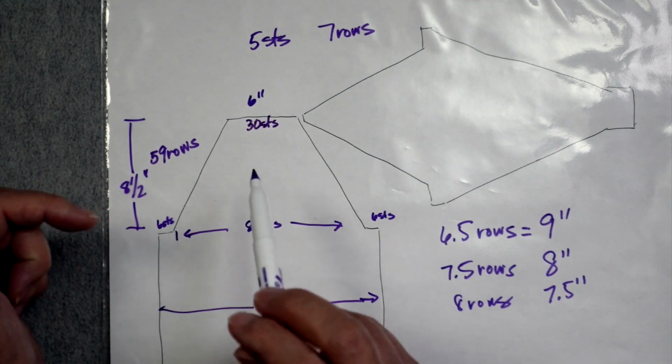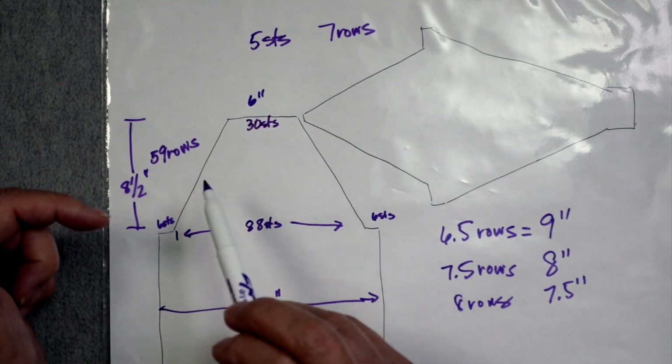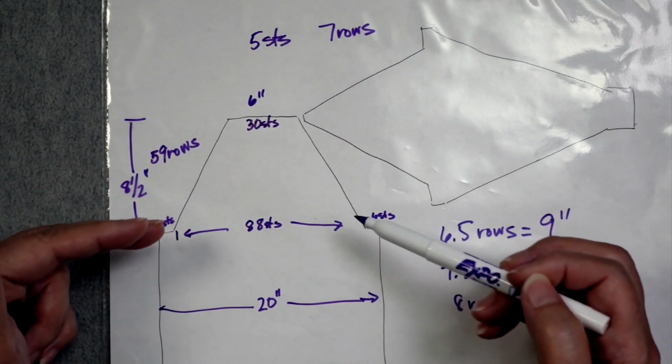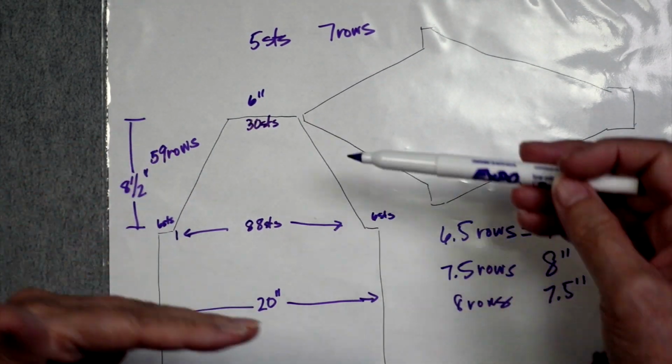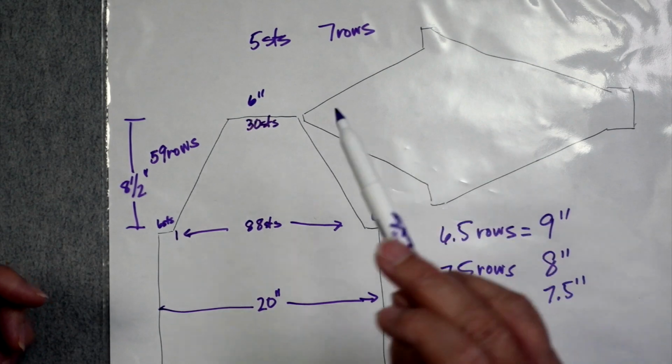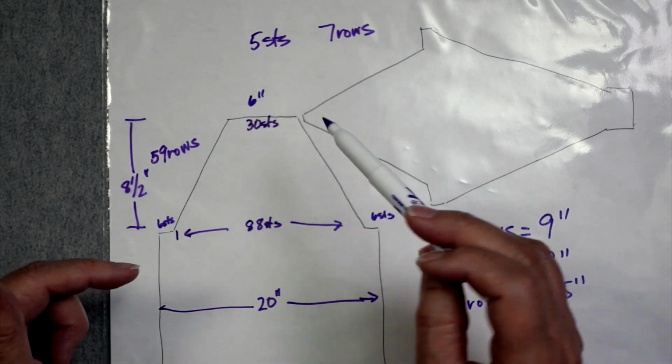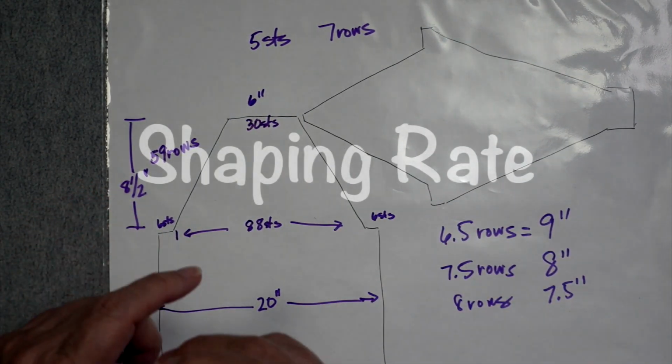So you might need to adjust by adding in a plain round here and there in order to extend the depth, or eliminate a plain round here or there in order to shorten the depth. So if your row gauge is different, you're going to need to look at that shaping rate.